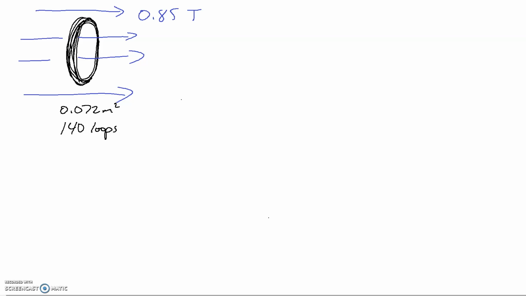In the last few videos, we've been working on both Faraday's law and Lenz's law. So let's see if we can bring some of those ideas together here. We've got 140 loops of wire with an area of 0.072 meters squared in a magnetic field of 0.85 Teslas. And what we're going to do is decrease the magnetic field to, let's go with 0.50 Teslas.